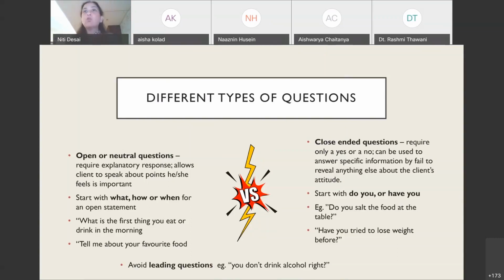So be open. Close-ended questions are at times useful when the conversation seems to be running away and it goes into a storytelling mode. Then yes, we may have to ask close-ended questions as well, because the answer there will be mainly yes or no. So do you salt the food at the table? Have you tried to lose weight before? This might be just a yes or a no.